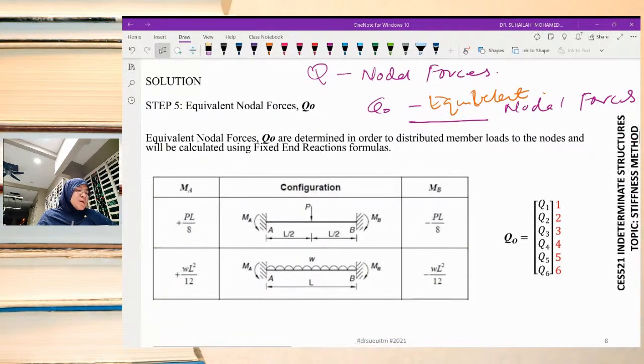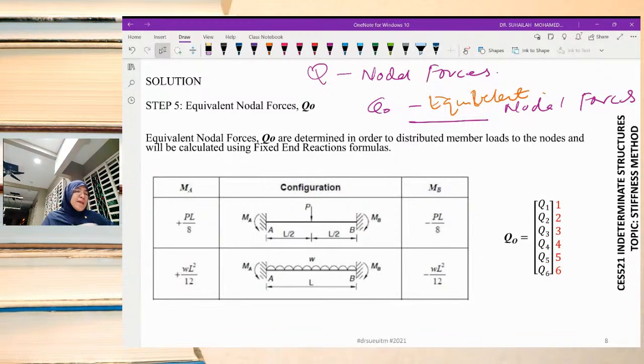Okay, we have to remember the stiffness method. We only analyze displacement and forces at nodes. Means that if the member has loading, is subjected to loads, we have to distribute it to nodes. Okay, the member cannot carry loads, so we have to distribute it to the nodes.